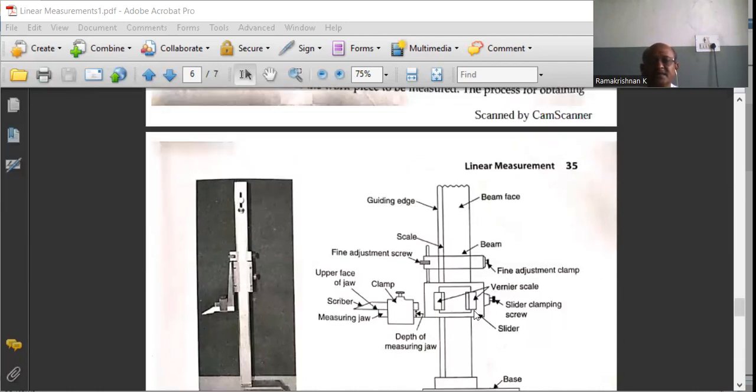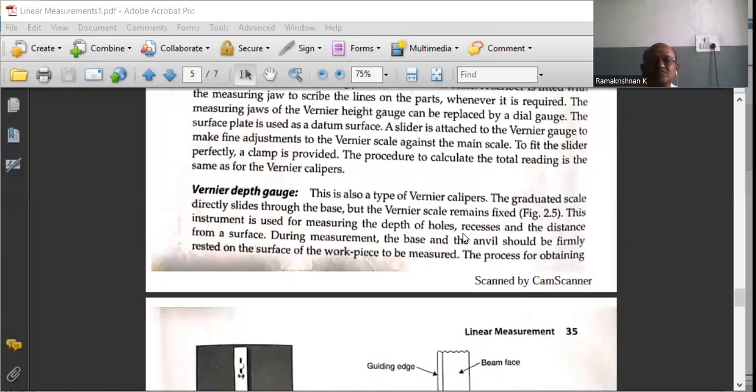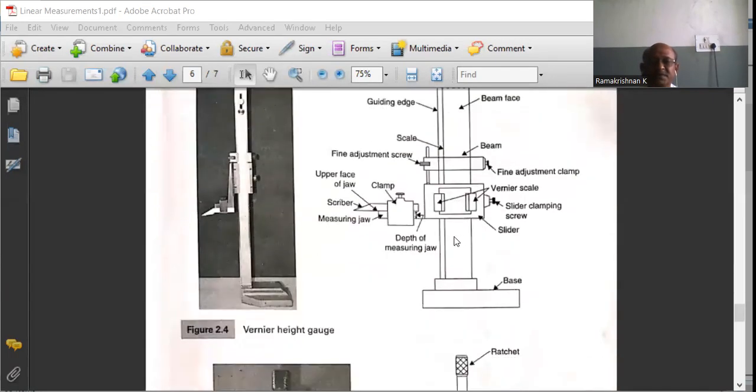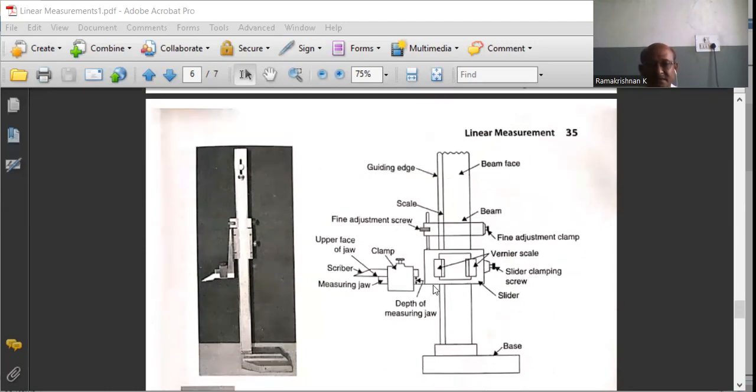Here, the graduated scale slides directly through the base, but the Vernier scale remains fixed, as shown in the diagram. From this, we can measure the height of an object, the depth of a hole, or the depth of a recess. These can be measured with the Vernier height gauge. The least count and the reading of the value are similar to the Vernier caliper.